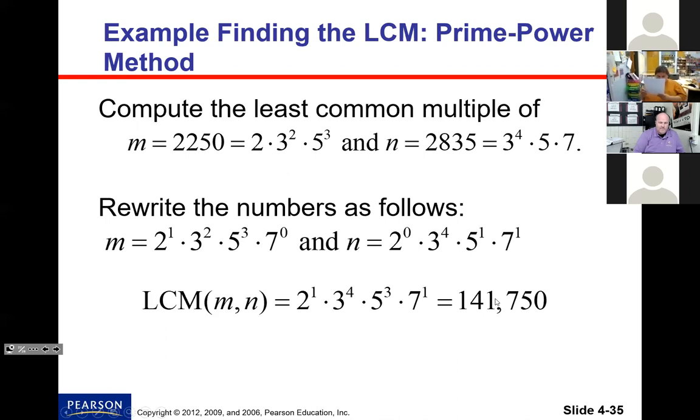Oh, okay. Whereas opposed to GCDs, you look for the smallest one. LCMs, you look for the largest one. Okay. I get it now. Thank you. Does that make sense? Okay, good. Yeah, it makes sense. Okay. Thanks. You're welcome.